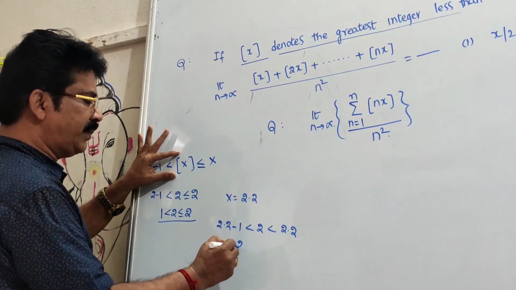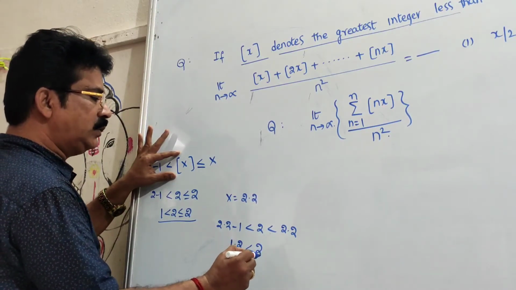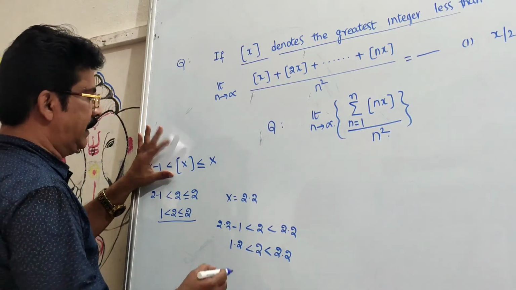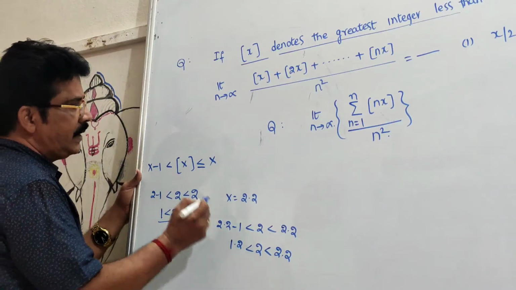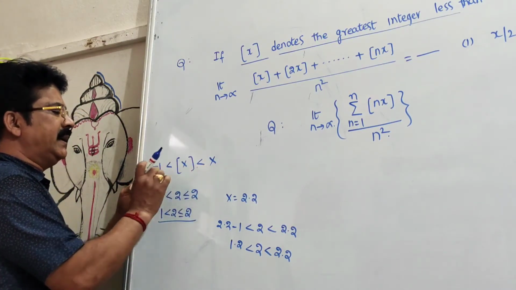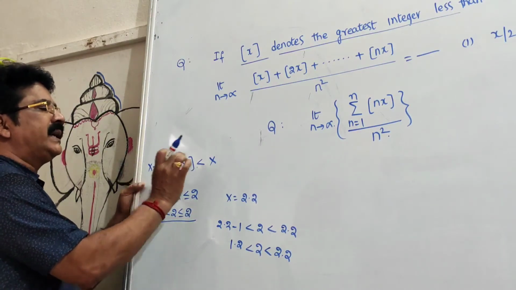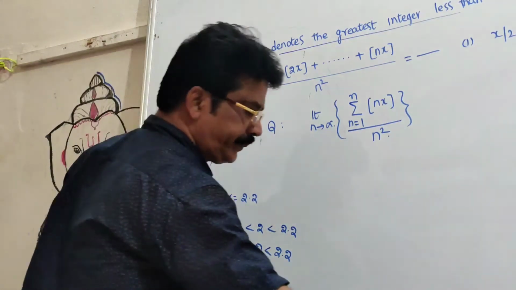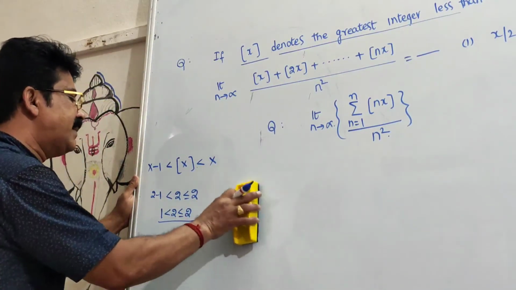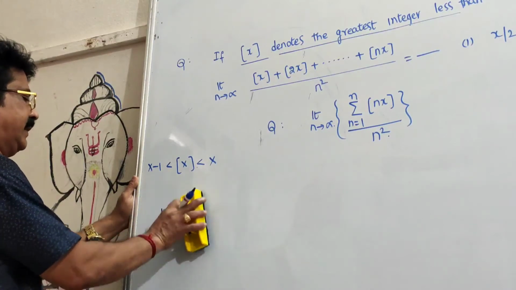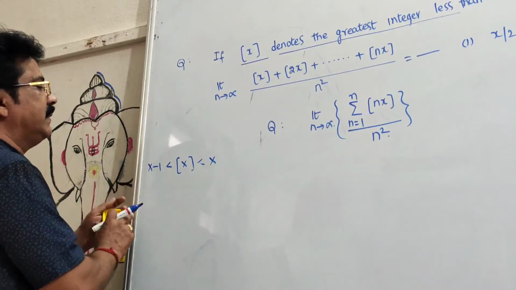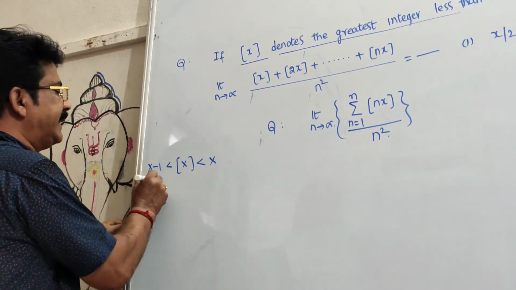1.2 is less than 2 is less than 2.2. Correct. So we can write it like that, or simply, for any value, it lies between x minus 1 and x. It does not matter whether it is a decimal number or not, because the value of x is not particularly given. That's why I am taking it like that.